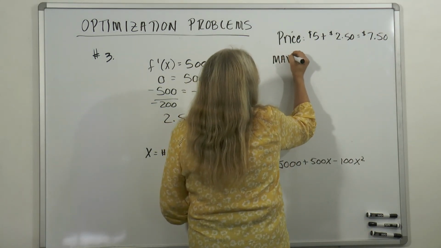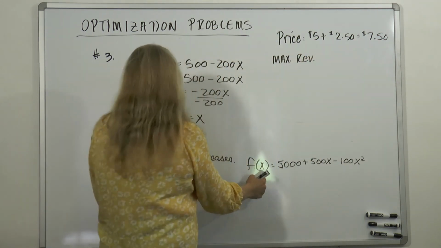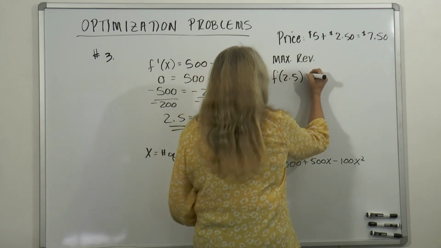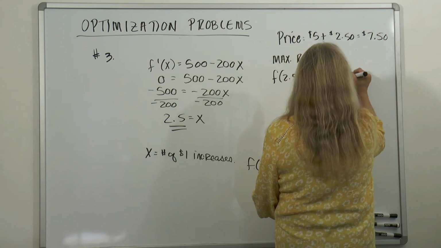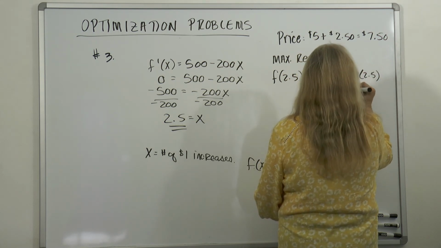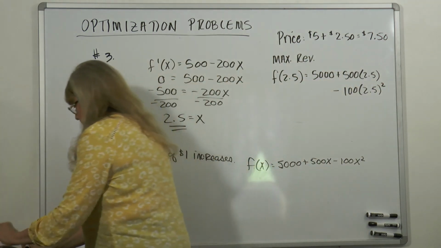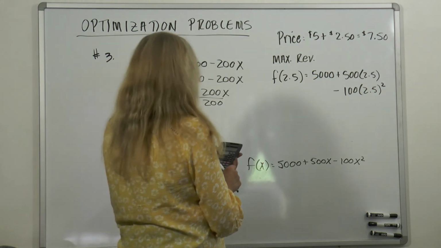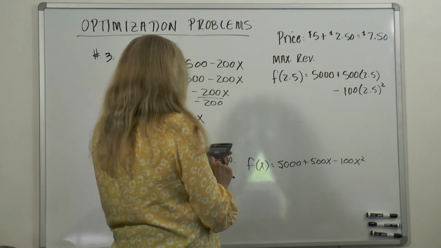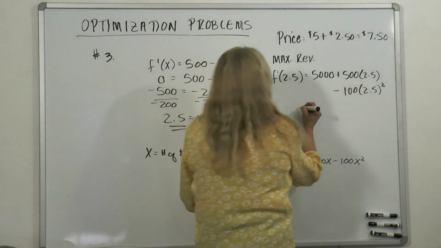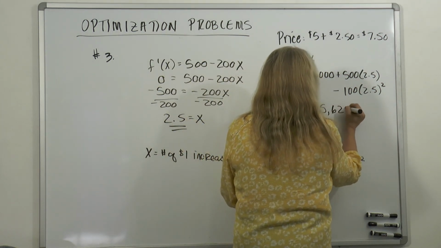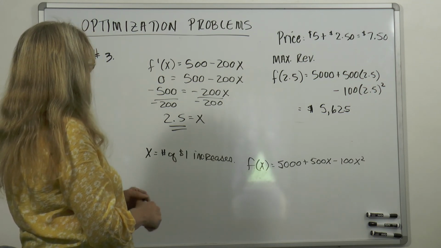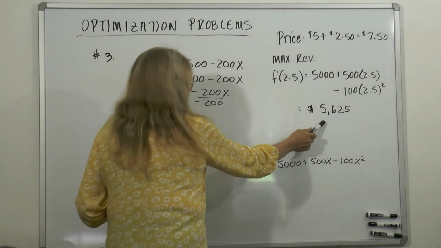Okay? And to get our maximum revenue, we're going to find F at 2.5. Not at 750, because it's F of X. So F of 2.5. So it's 5,000 plus 500 times 2.5 minus 100 times 2.5 squared. Okay, 2.5 squared times negative 100 plus 500 times 2.5 plus 5,000. Don't forget your dollar sign. Okay. So if you were to stick in a different dollar amount besides 750 and go through and see what you get, you'd find this is going to give your best deal.